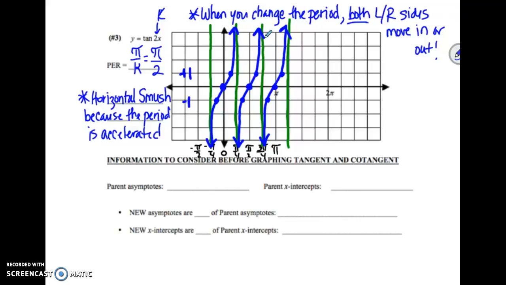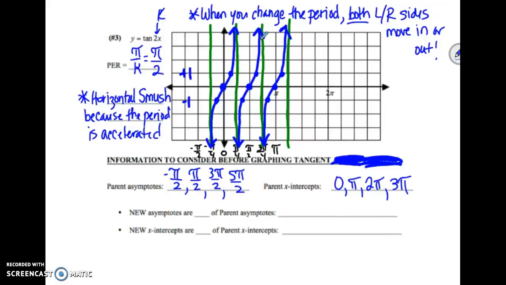So things to consider before you're graphing tangent, and I'm going to actually cross this out because we're not going to be graphing cotangent here. Our parent asymptotes are always at negative pi over 2, positive pi over 2, 3 pi over 2, 5 pi over 2, etc., etc. And our parent x-intercepts are at 0, pi, 2 pi, 3 pi, right? Those are always right in the center of our periods.